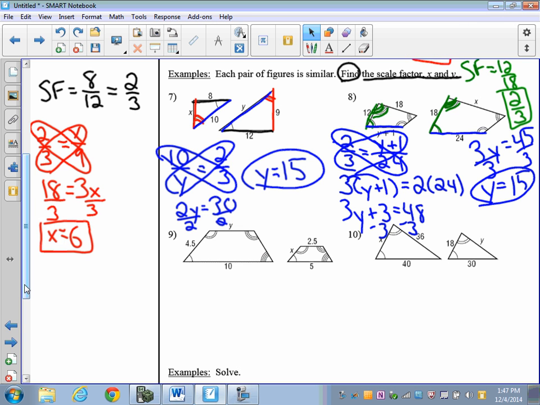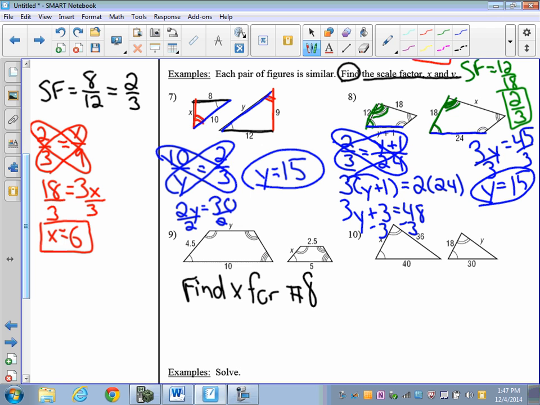X is much easier to solve. What I'd like you to do is finish these. I'd like you to find x for number 8 and to try numbers 9 and 10.